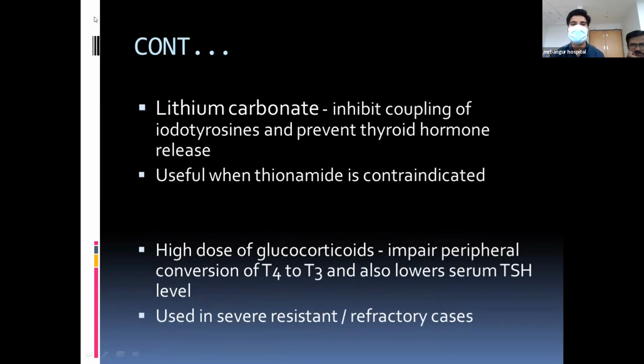Lithium carbonate inhibits coupling of iodotyrosines and prevents thyroid hormone release. It is useful when the thionamide is contraindicated. Other drugs like high dose of glucocorticoids are used in severe resistant or refractory cases. It impairs peripheral conversion of T4 to T3 and also lowers serum TSH level.